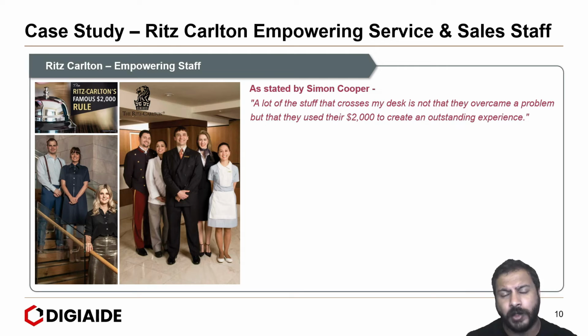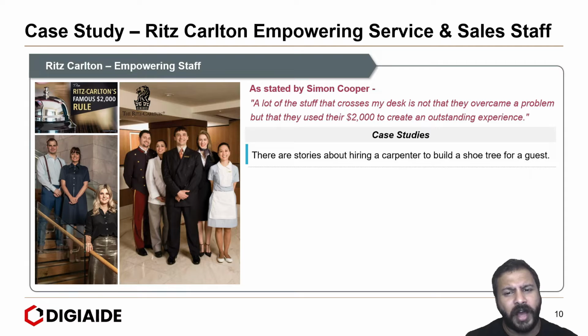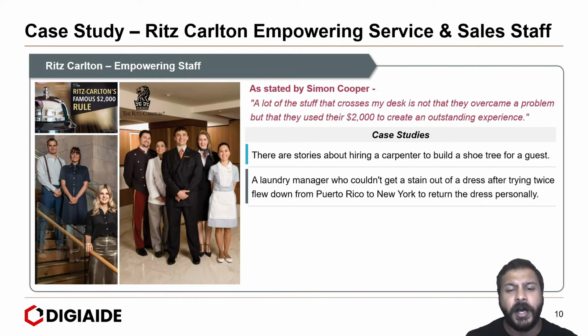As stated by Simon Cooper, one of the ex-head honchos at Ritz Carlton, a lot of stuff that crosses my desk is not that they overcame a problem, but that they used their $2,000 to create an outstanding experience. Let's see how. There are stories about hiring a carpenter to build a shoe tree for a guest. On the other hand, a laundry manager who couldn't get a stain out of a dress after trying twice flew down from Puerto Rico to New York to return the dress personally.